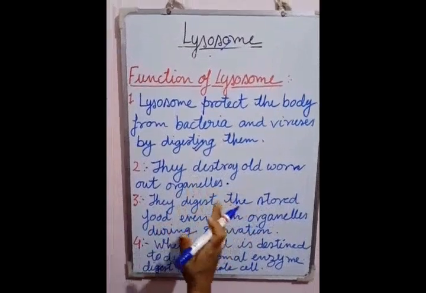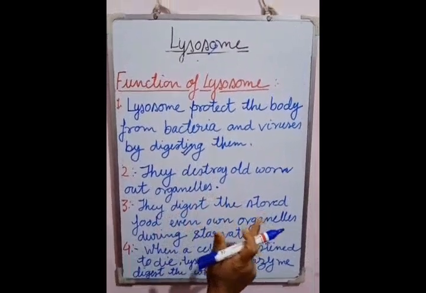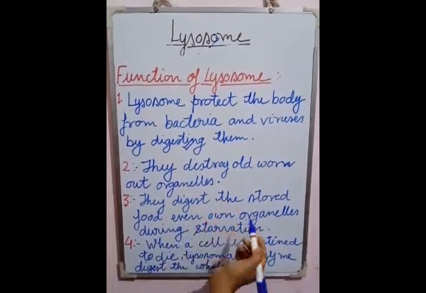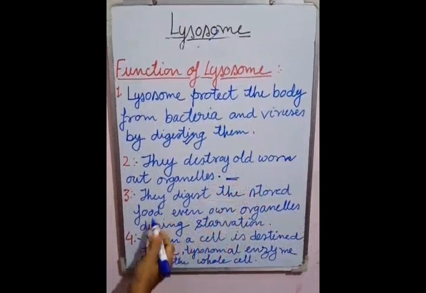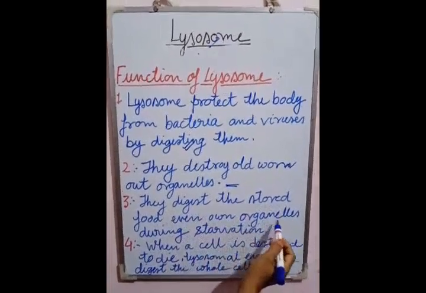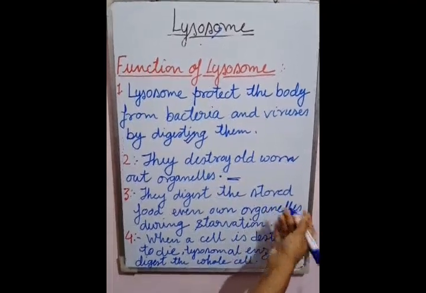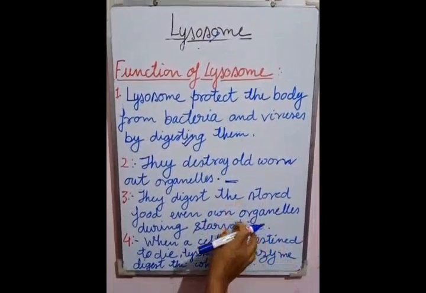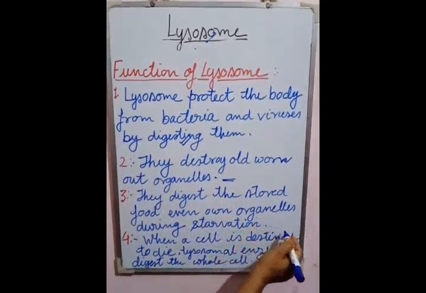After the cell death, lysosomal enzymes are released, so the lysosome is also called the suicidal bag or the atom bomb, and this process is also called autolysis. And third is they digest the stored food, even own organelles during starvation. Own organelles means like the fragment of the endoplasmic reticulum or the mitochondria. So they digest, and this process is called autophagy.